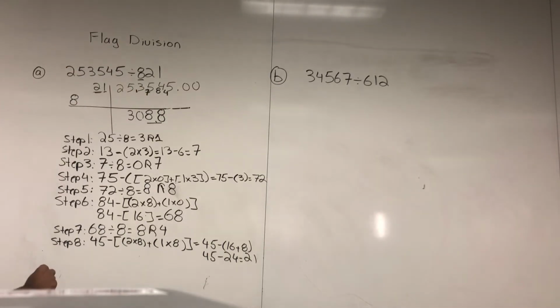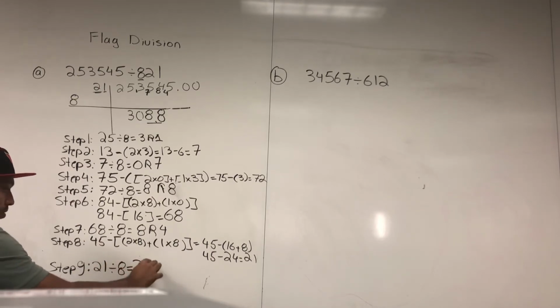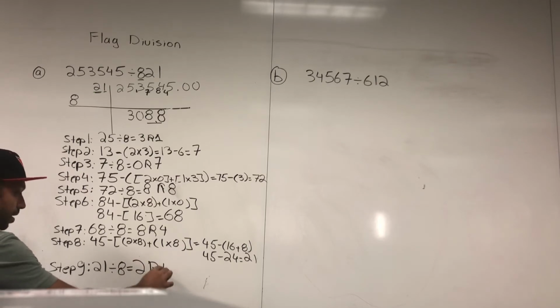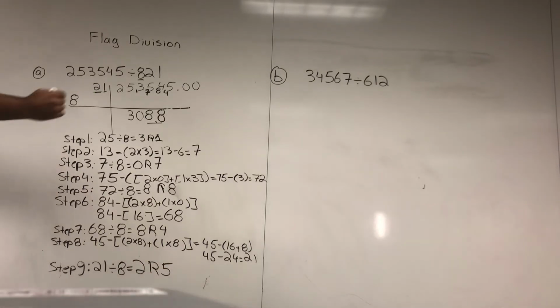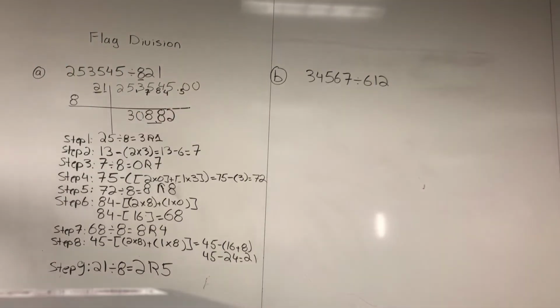Let's keep going now. Step 9. Probably going to go to step 10, then we'll stop. Step 9 is going to be 21 divided by 8 equals 2, remainder 5. So I'm going to put a 2 over here. I'm going to put a 5 over here.